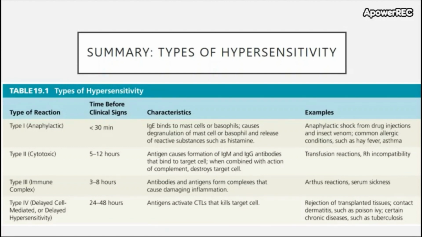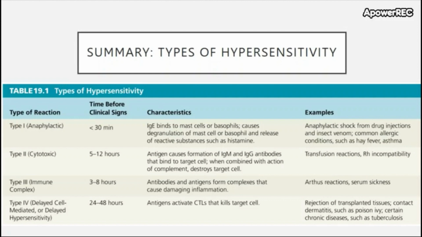So type 1 are anaphylactic reactions. They occur very quickly, less than 30 minutes. They involve mast cells or basophils. The IgEs on them basically react with an antigen, which again is called an allergen, and this causes histamine to be produced. This can lead to anaphylactic shock from a drop in blood pressure. This can occur from drug injections and insect venom. They're common allergenic responses such as hay fever and asthma.